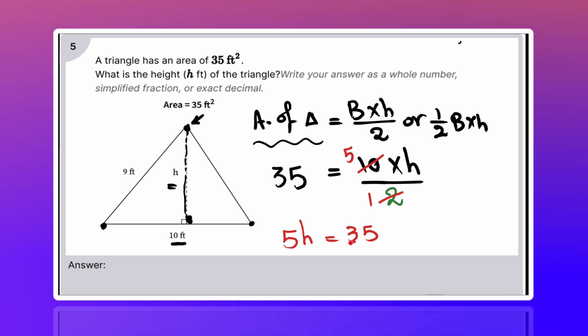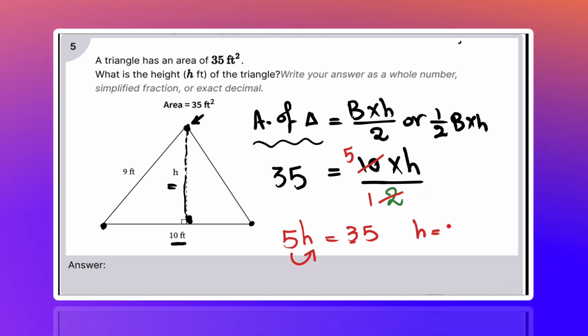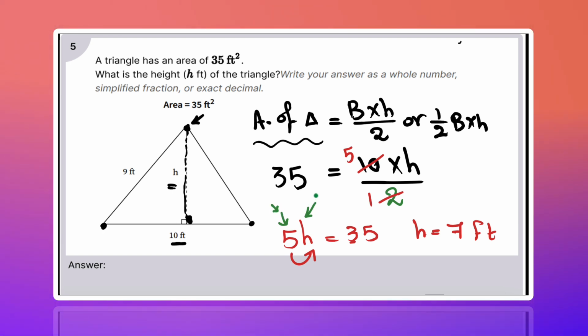Now I need to find the height. To find the height, you can ask yourself what number, if you multiply it by 5, gives me 35. A lot of students will answer that it is 7 feet. Or you can ask yourself to divide by 5. Notice there is no sign between the coefficient, which is 5, and the variable, which is h. There is no plus or minus or anything.